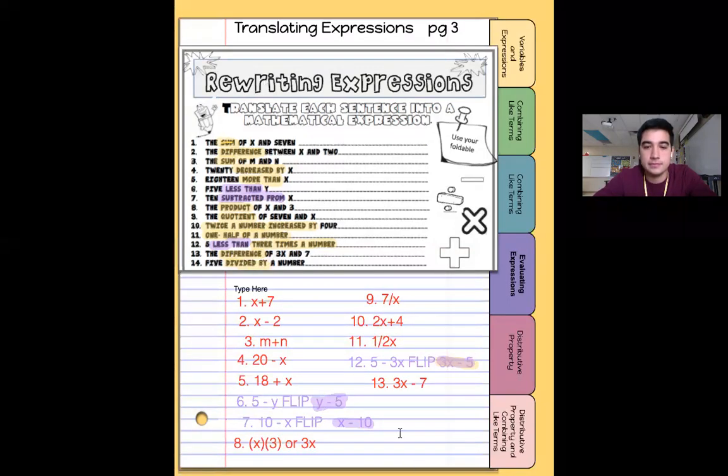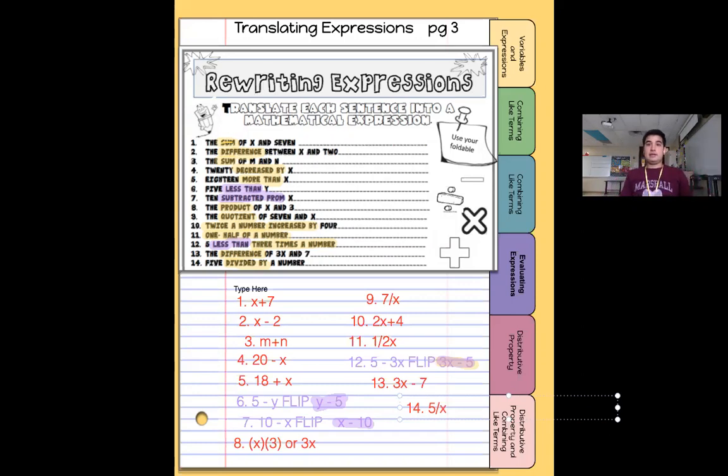And then 14, last one on this page, 5 divided by a number. 5 comes first, so 5 divided by means division. So 5 over a number. A number means x, right? A variable. So 5 over x, okay? That's it. That's really all y'all got to do, okay?